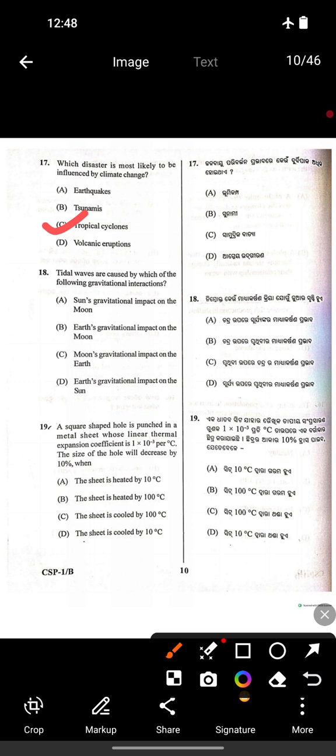Question number 18. Tidal waves are caused by which of the following gravitational interactions?